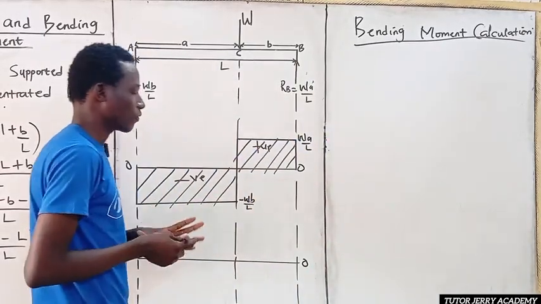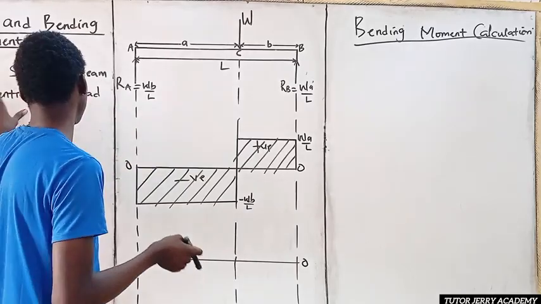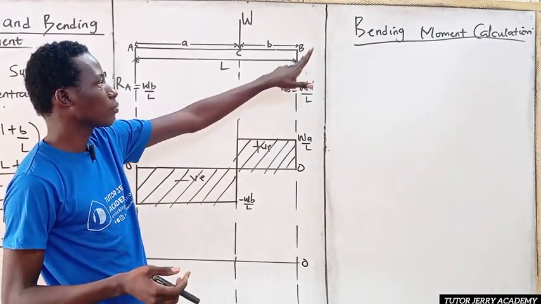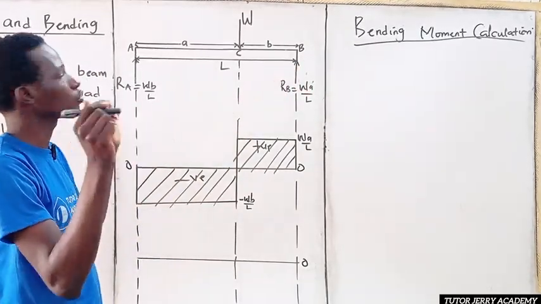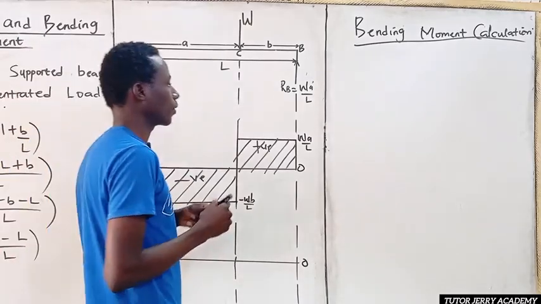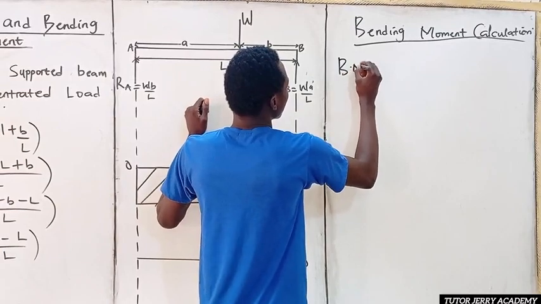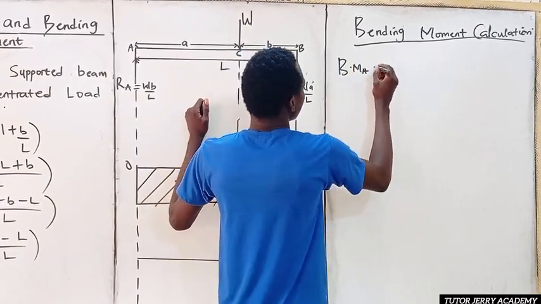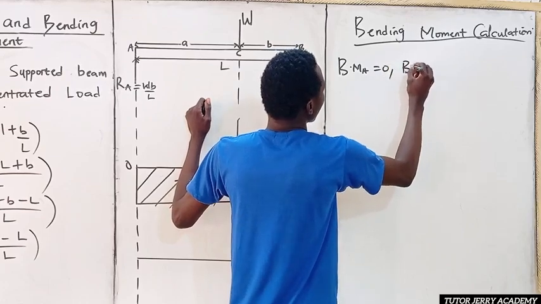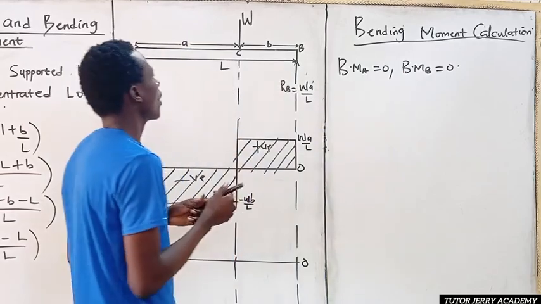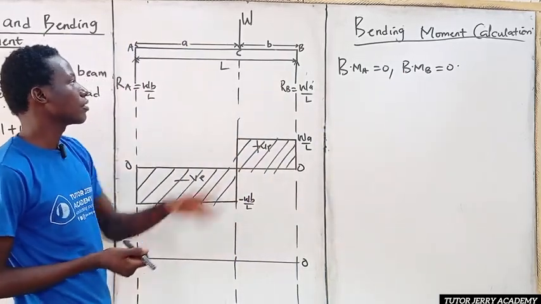For this beam, which is of course a simply supported beam, we know that for a simply supported beam, the bending moment at the two supports will be equal to 0. So our bending moment at point A is equal to 0. Similarly, our bending moment at point B is equal to 0. Now we are going to be looking for our bending moment at point C.